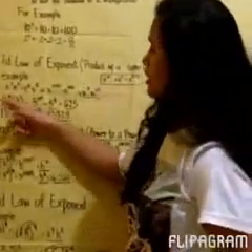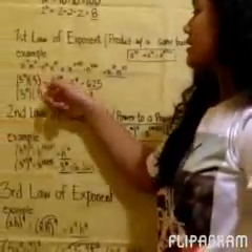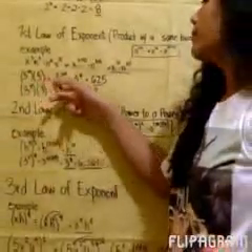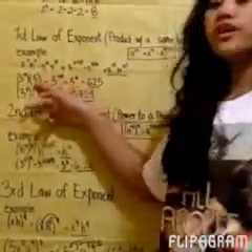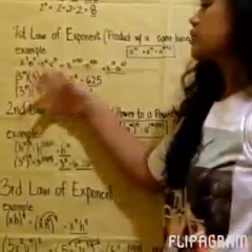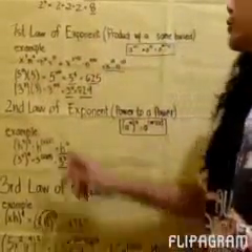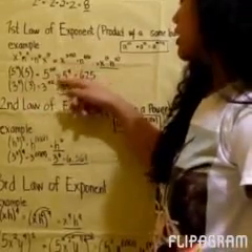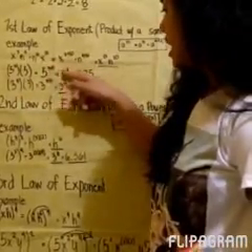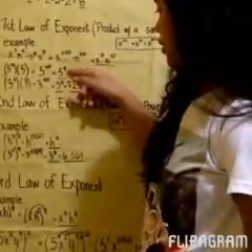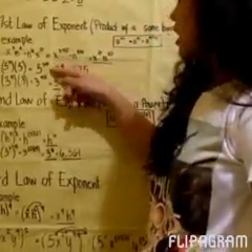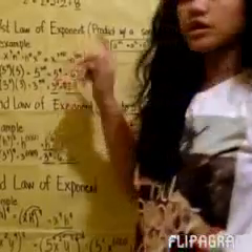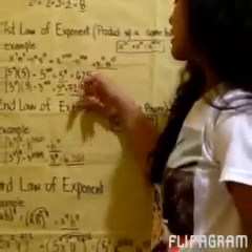Example, 5 raised to 3 times 5. In this equation, remember that if a number or a variable has no exponent, it's always equivalent to 1. So it will become 5 raised to 3 plus 1, so 5 raised to 4. And then multiply 5 four times. So it will become 625.